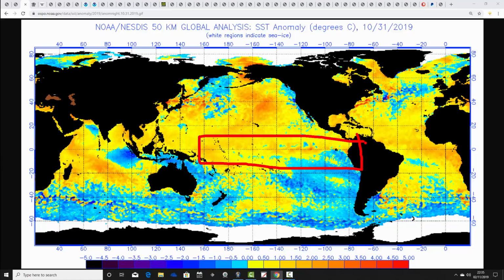So we are neither at El Nino nor are we at La Nina. We are just at ENSO neutral, with a few warmer areas, particularly over here in the eastern portion of the equatorial Pacific Ocean, but not warm enough to get us into an El Nino threshold. So we're at ENSO neutral, and I suspect we're going to stay at ENSO neutral.